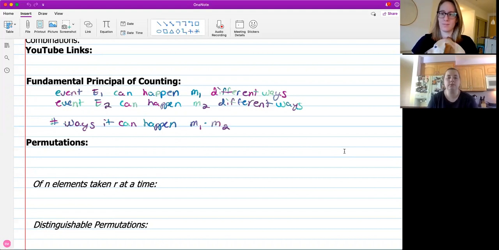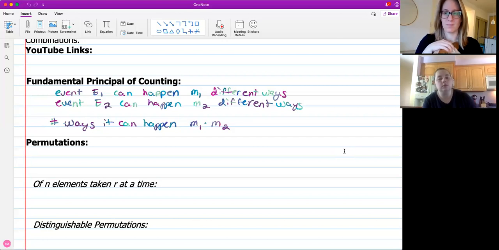This one was pretty straightforward. I don't think you guys had a ton of problems with this one. Remember, this is something like the sandwich example that we had, where you could pick from 5 different sandwiches and 2 different desserts, and then you multiply those together, and that's how many different combinations you can have of sandwiches and desserts. So 5 times 2, and it could happen 10 different ways. I don't think this one was too bad for you guys, but there's a quick little review of that one.